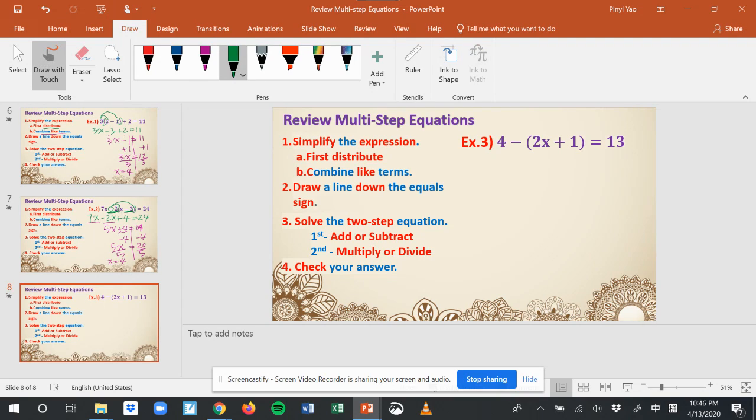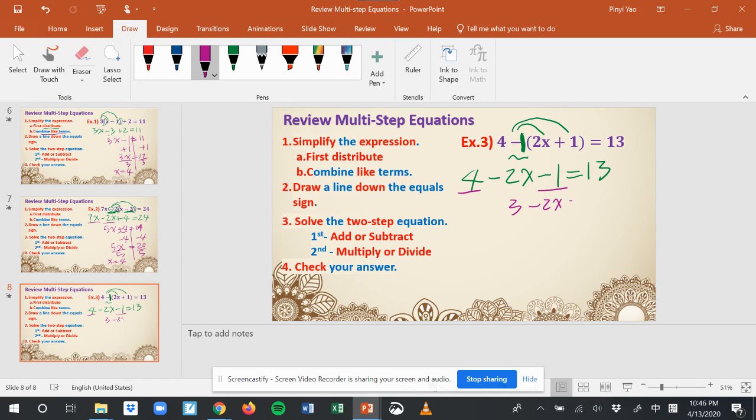And don't forget, I always say if there's no number there, it's the invisible 1. So we're actually distributing the negative 1 inside the parentheses. So we got 4 minus, because negative 1 times 2x, so negative 2x. Then it's negative 1 times 1, so minus 1 equals 13. And next, we're combining like terms. We have 4 as a number and a negative 1 as a number. That gives us 3 minus 2x equals 13.